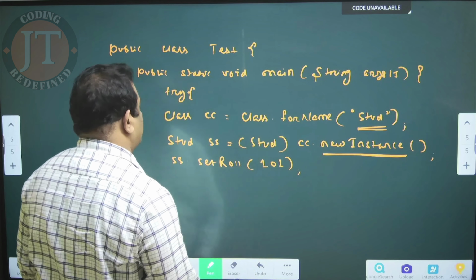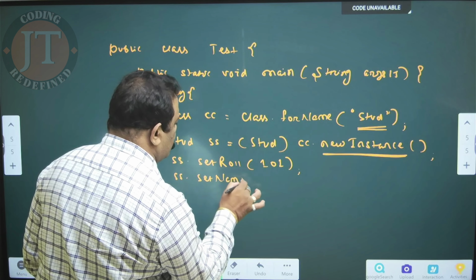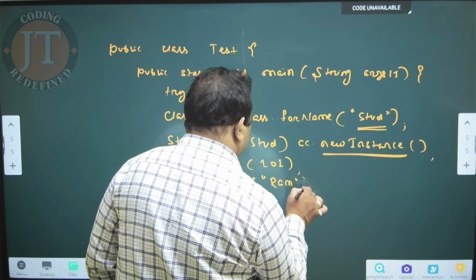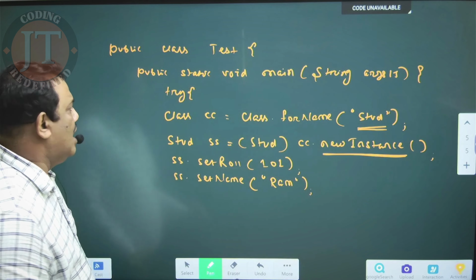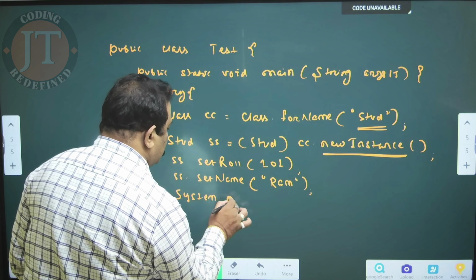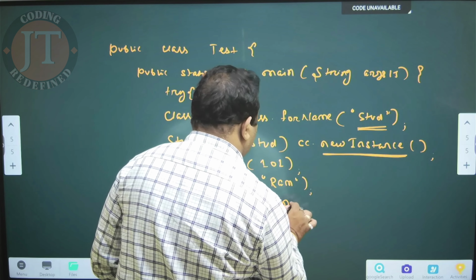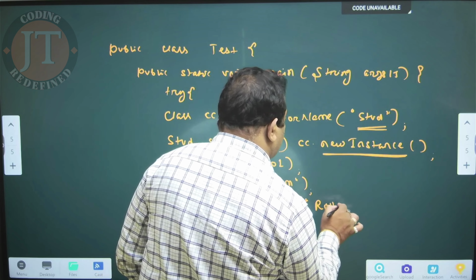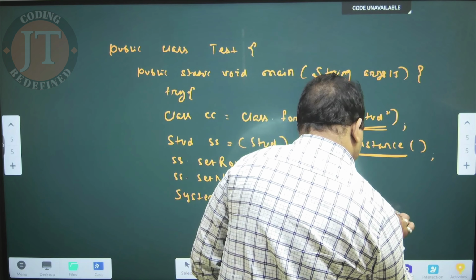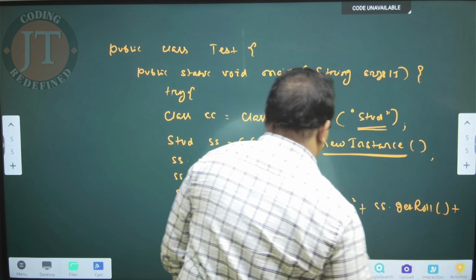I set SS.setRoll(101). That is the SS.setName. Here you see, I just set the name here, that is "Ram". Now in the same way, I write System.out.println("Roll number is" + SS.getRoll()). Here you see.